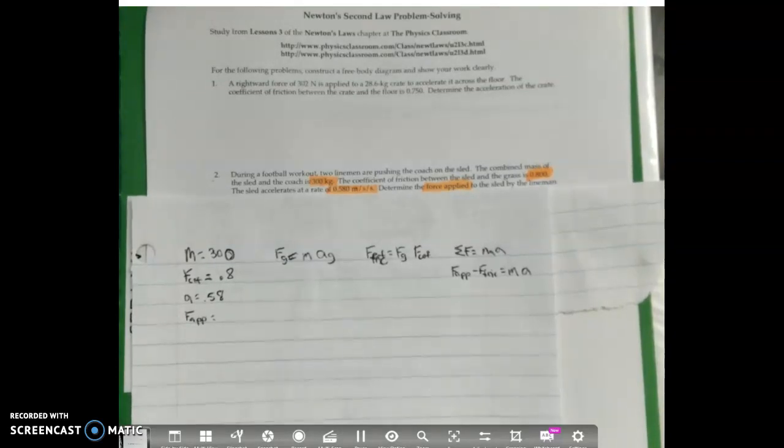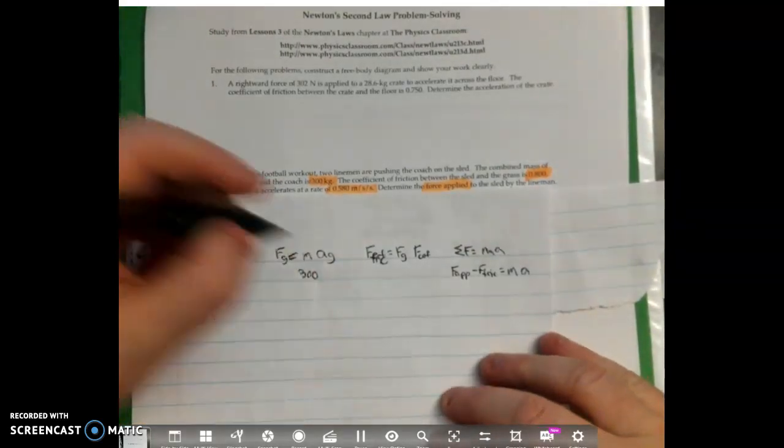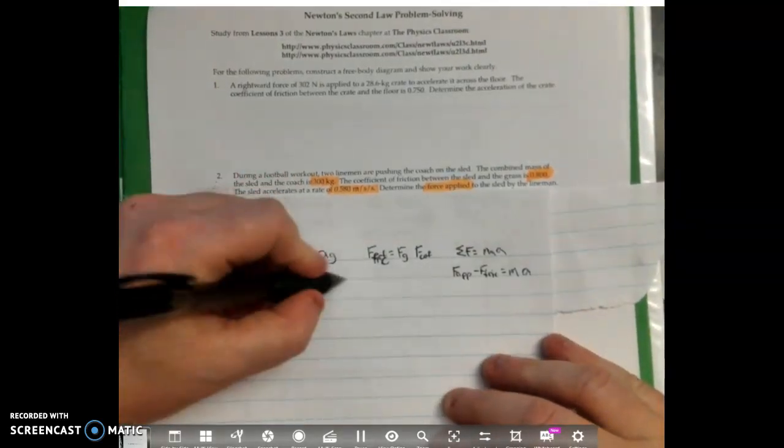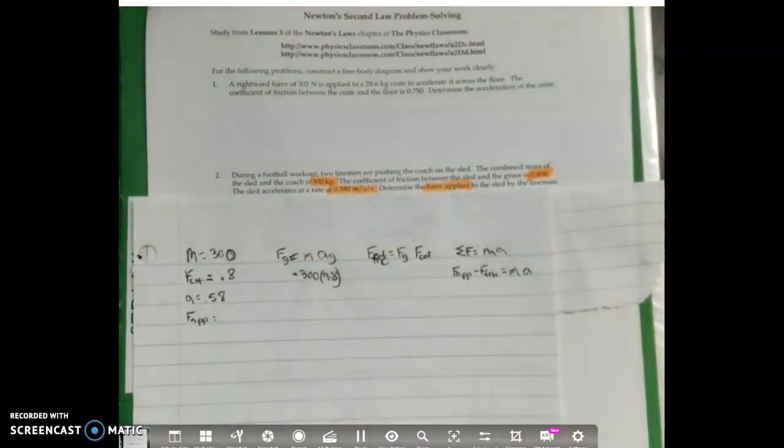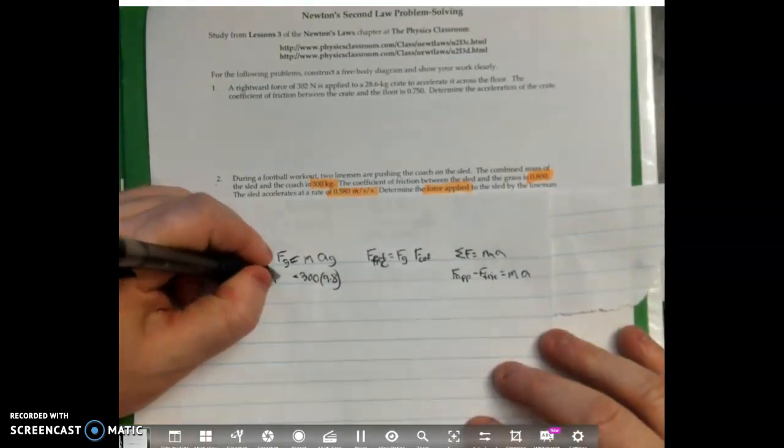Tripod. Okay, so we know that my mass is 300. My acceleration of gravity, that's a constant, right? So that's 9.8. Equals. So let's do that real quick. We're going to do 300 times 9.8. 2940. Awesome. So this is 2940.